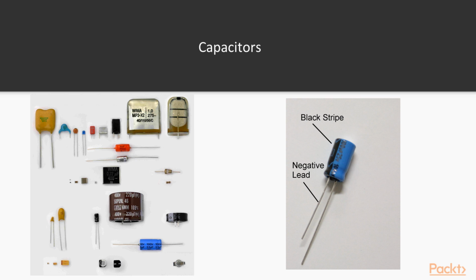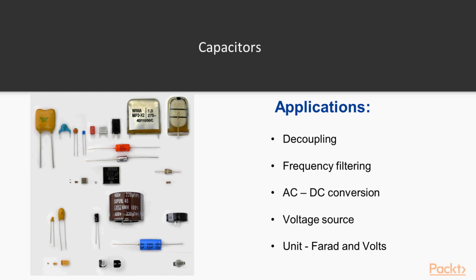You can identify the negative lead by the height of it. It's shorter generally, and it has a black strip to identify. The anode is generally longer, and there is no black strip. If you by mistake reverse the polarity, your capacitor will blow, and that could be dangerous. So be careful. The applications could be decoupling. When you have a standard voltage which is not constant, then a capacitor can help you to maintain a stable voltage.